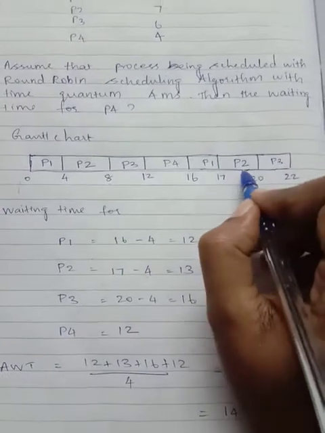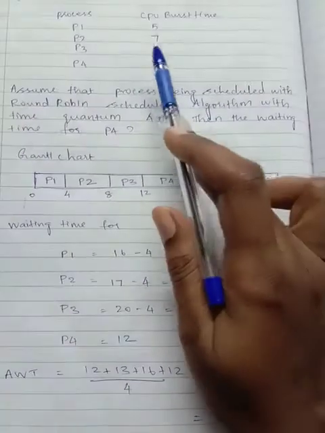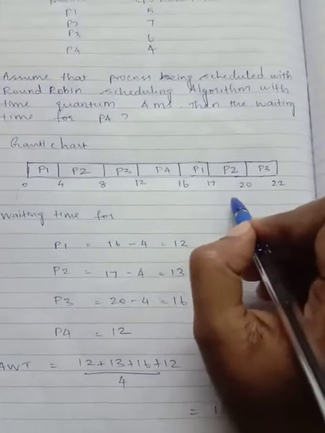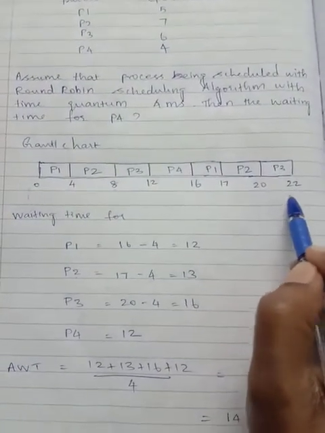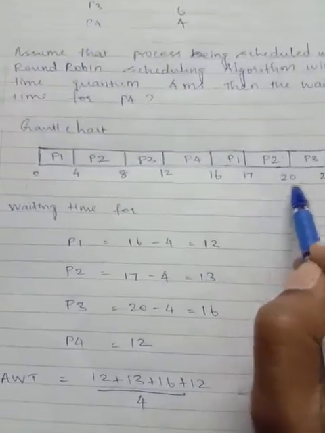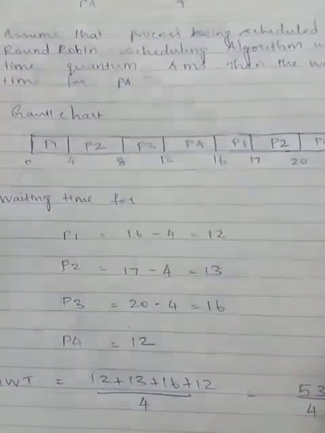After that P2 enters. 3 more minutes are needed, since 4 minutes were already executed, so 3 minutes of work will be executed here. Then P3 needs 2 minutes, so until the 22nd minute P3 will be executed.